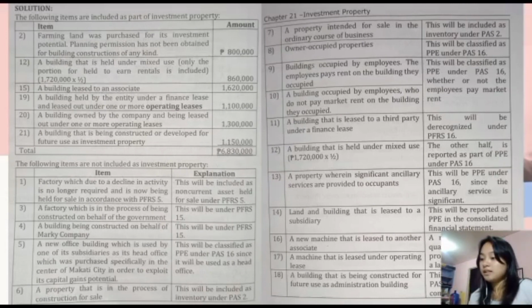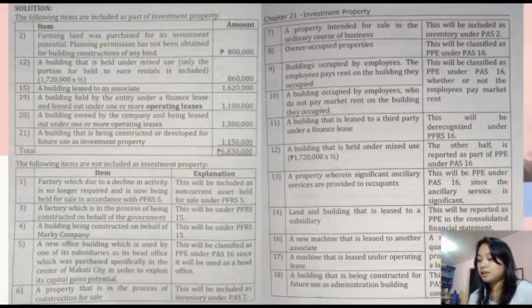Land and building that is leased to a subsidiary shall be reported as investment property in the consolidated financial statements. A new machine that is leased to another associate will never qualify as investment property since it is not a land or a building. Also same as 17, a machine that is leased under operating lease.